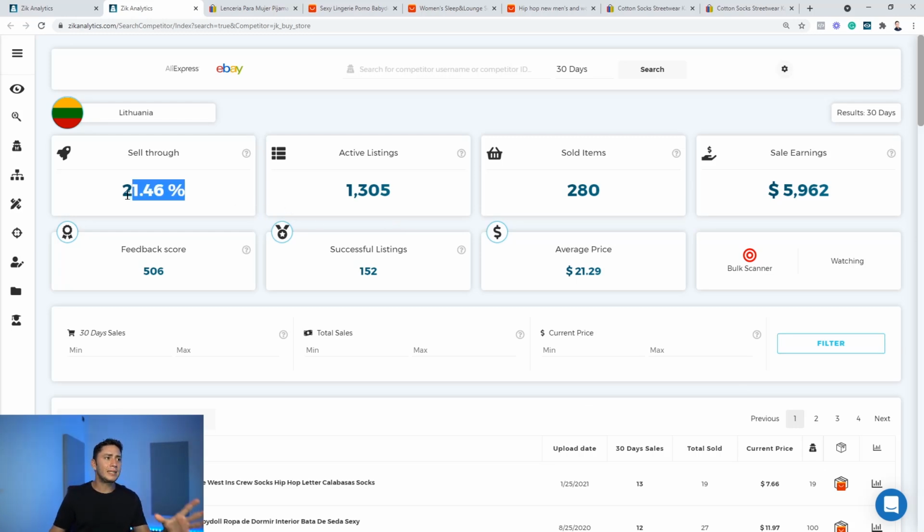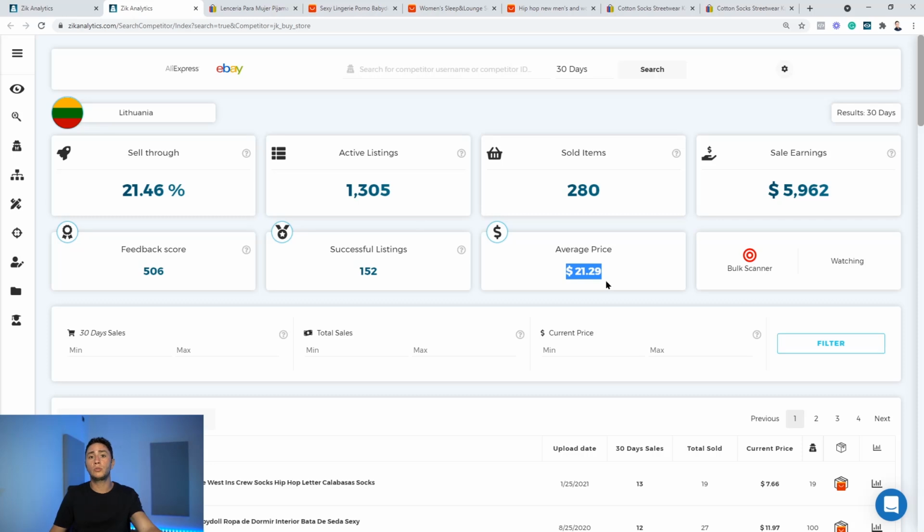So we can see that he's not focusing on a high sell-through rate. In fact, 21% is not high. He lists a lot of products. We have 1,305 products in his store. And his average price is $21.